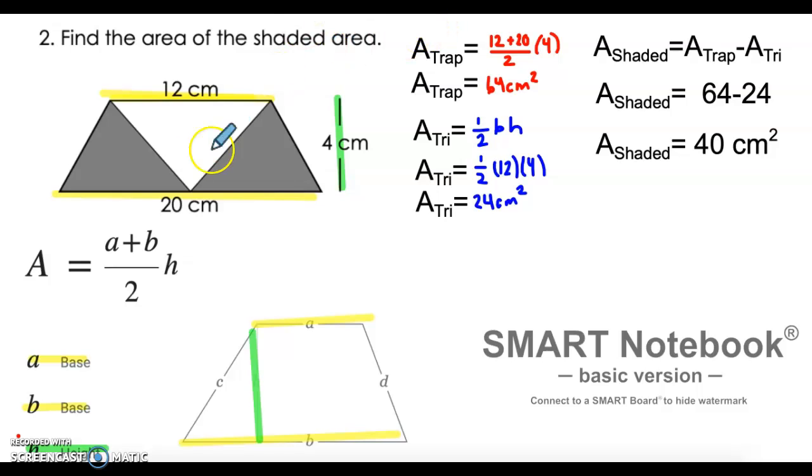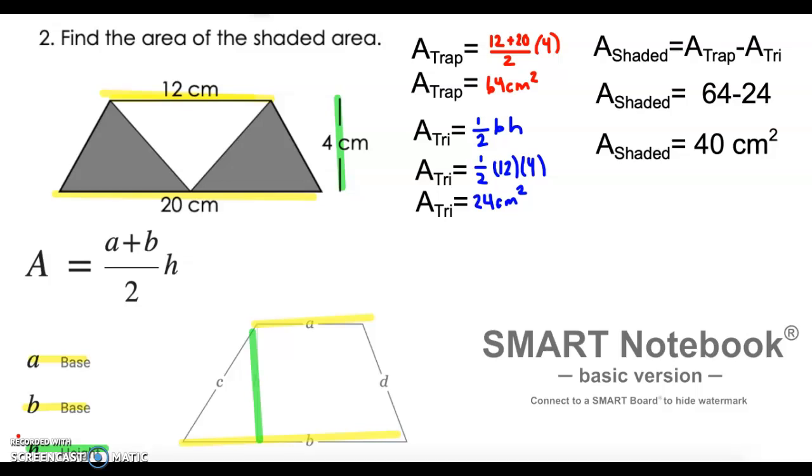Next, we need to find the area of the triangle. So we're talking about this triangle right here that I put some purple dots on. We're finding the area of this triangle. So the area of a triangle is 1/2 times base times height. We know that the base of the triangle is 12, and the height is 4, because that's what we're given over here. So area of a triangle equals 1/2 times 12 times 4, which is 24 centimeters squared.